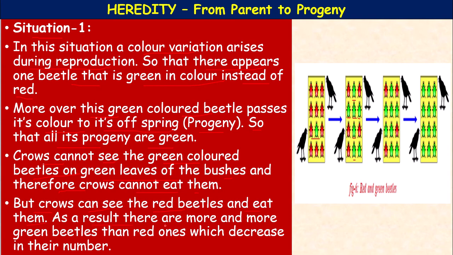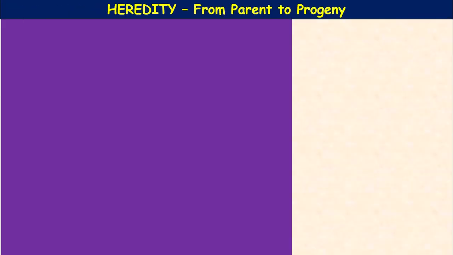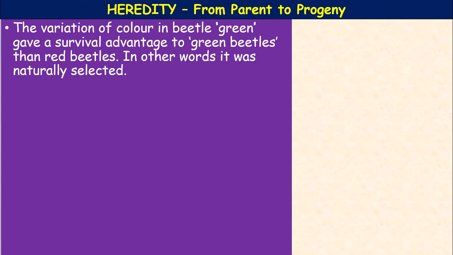So, as a result, there are more and more green beetles than red ones, which decrease in their number gradually. Finally, the total population of green colored beetles increased. This is the first situation. The second situation, if you consider, what happened here?